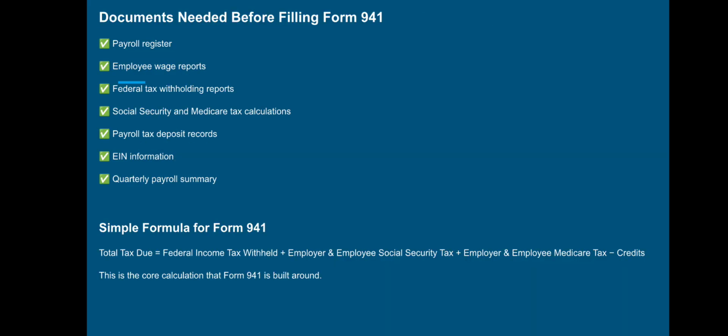So, at the end, documents needed before filing Form 941. What documents are required to file the 941 form? Payroll register, employee wage reports, federal tax withholding reports, Social Security and Medicare tax calculations, payroll tax deposit records, EIN information, quarterly payroll summary. The simple formula for 941 is: total tax due is equal to federal income tax withheld plus employer and employee Social Security wages plus employer and employee Medicare taxes minus credits. This is the core calculation that the 941 form is built around.